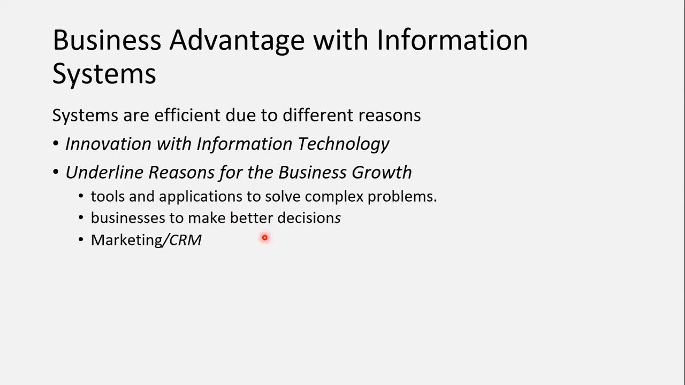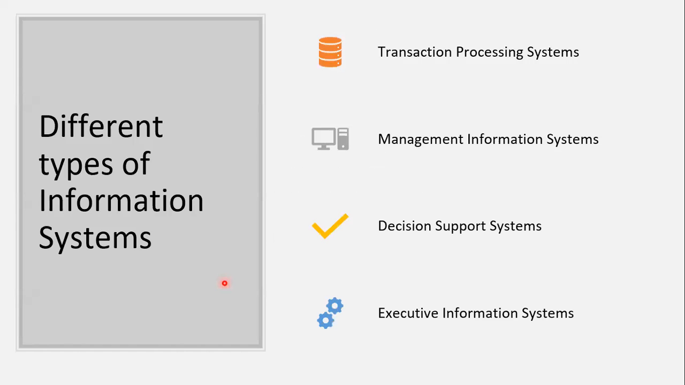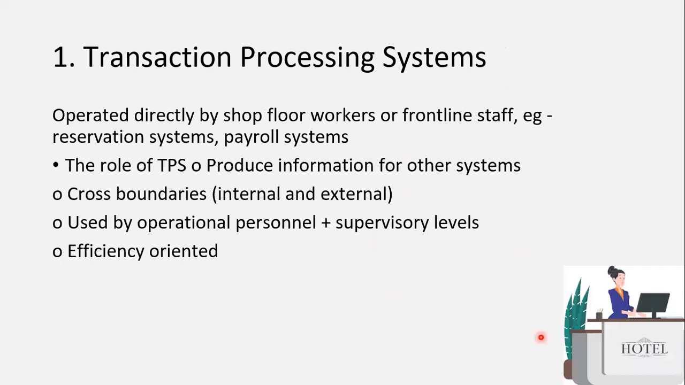We have data analytical processes and streaming data analytical processes. Such implementations support taking better decisions, obviously, in subject areas like marketing, CRM, and so on. We also discussed some types: transaction processing systems, management information systems, decision support systems, and executive information systems, and we went through them one by one.